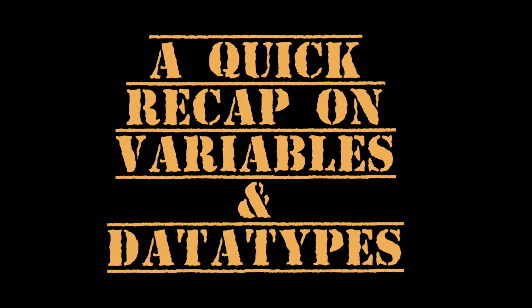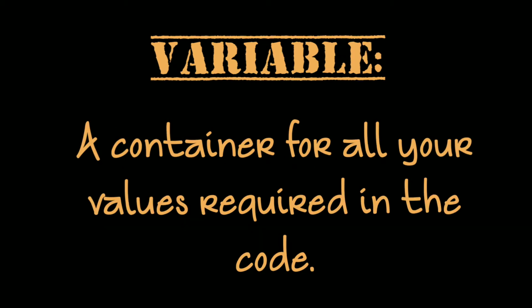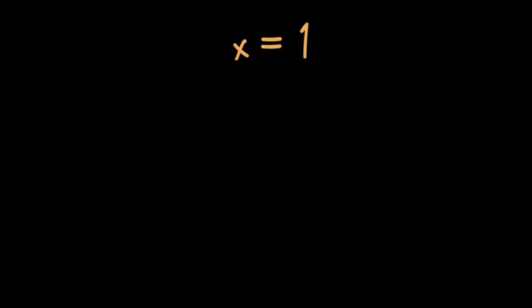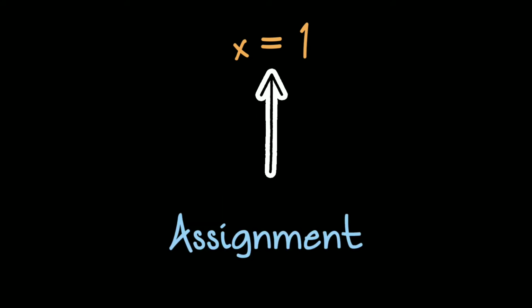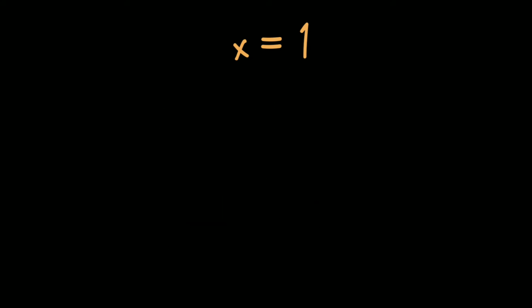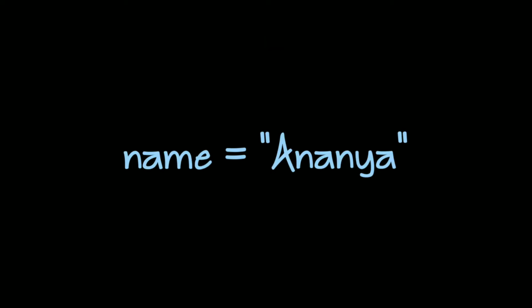So basically a recap. So what's a variable? A variable is a set of letters and numbers, imagine them, that stores values needed for your program. Imagine a container and you keep putting values inside various containers. Now, is it a little confusing? Well, here's an example. Let's say you have x is equal to 1. x is the variable, equal to is the assignment, and 1 is your value. You're storing 1 inside x, that is the variable. Another one, name is equal to Ananya. So you can have numbers, strings, and a lot more.